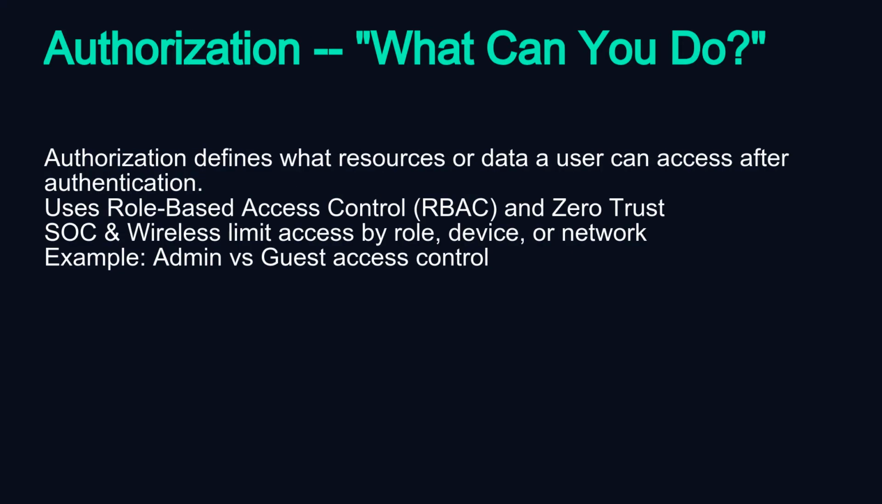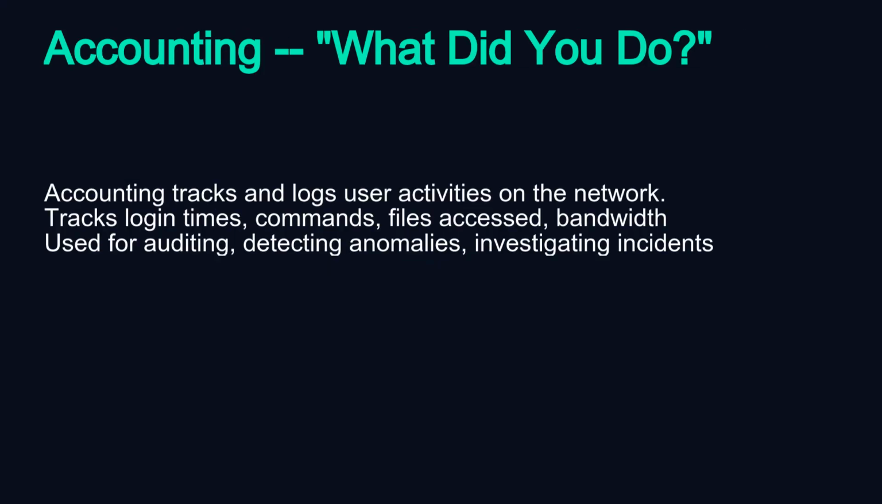Authorization. What can you do? Authorization defines what resources or data a user can access after authentication. Uses role-based access control, RBAC, and zero trust. SOC and wireless limit access by role, device, or network. Example, admin versus guest access control. Accounting. What did you do? Accounting tracks and logs user activities on the network. Tracks login times, commands, files accessed, and bandwidth. Used for auditing, detecting anomalies, and investigating incidents.